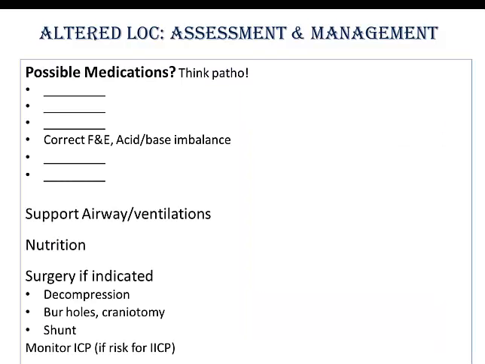Let's continue with management. What are some possible medications? Again, I want you to think of the possible pathophysiology to help you with this. D50 or insulin if it's low or high glucose. Restore metabolism of the brain. Narcan for narcotic ODs. Thiamine with glucose for malnourished alcohol causes. We need to prevent Wernicke's encephalopathy.